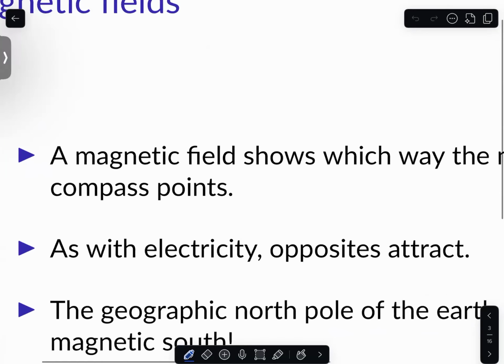If a compass points in the direction of the field, and I ask you which direction does the field point, the answer is the compass. Okay, most people, 80% of you said against.